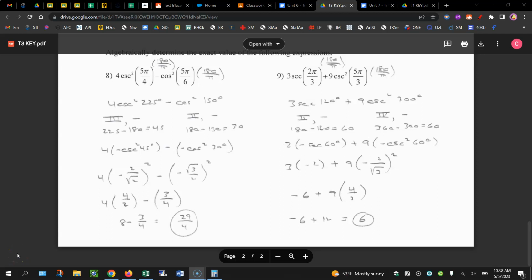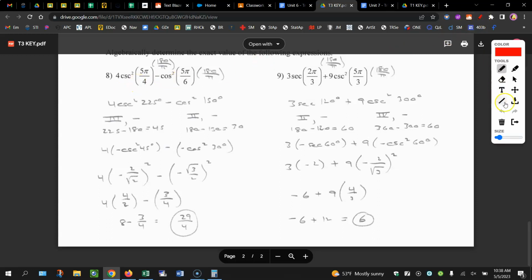This video is going to cover Unit 6, Topic 2 and 3, finding the exact value of a trig function. So if we take a look at question 8 here, each one of our angles is measured in terms of radians. So the first thing we're going to do is convert these to degrees by multiplying by 180 divided by pi. That's where the 225 and the 150 come from.